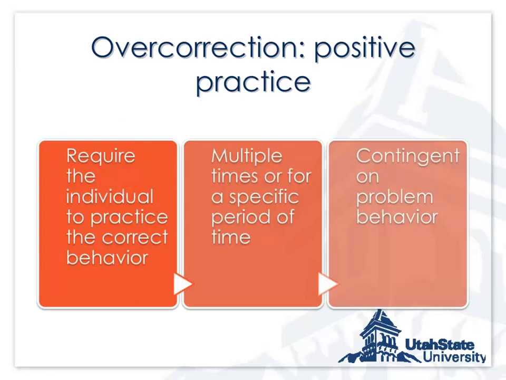A second type of overcorrection consists of requiring the individual to engage in positive practice of the appropriate behavior. In this case, the individual might be required to practice a correct behavior multiple times every time they engage in problem behavior. An example of this is a student who frequently runs in the hallway. You may require them to walk the hallway 5 times in a row for every time they run it.